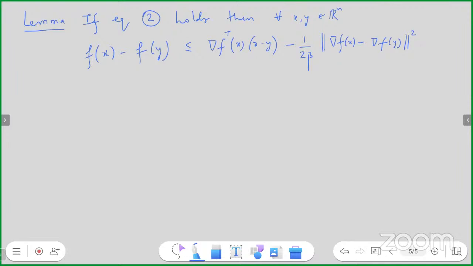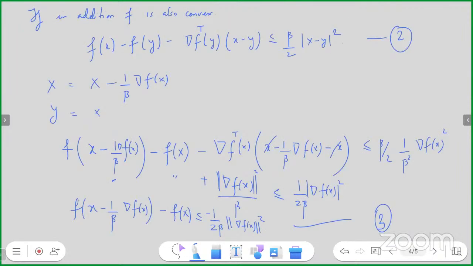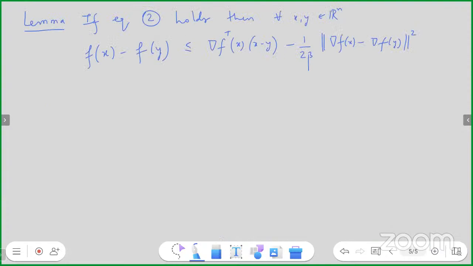Should I go back to 2? 2 is in this form. There is no gradient here, which is what I'm asking now. All you really have to do is to use 2 at a particular special point. That's all, because this is true for all x, y.